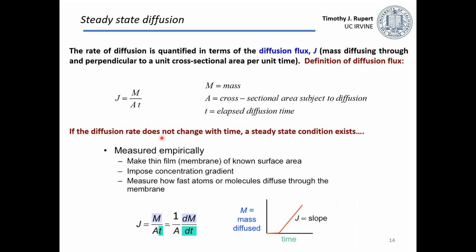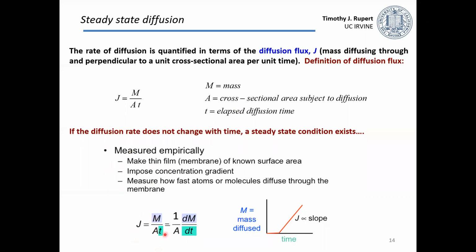Now, if the diffusion rate doesn't change, which is very common in solid materials especially, what we're going to find is that we can get a steady state condition. So you can think about measuring this empirically. Maybe you make a thin film. That's going to be our known surface area. You're going to impose a concentration gradient. Maybe you have more of atom A on the left than on the right. And you can measure how fast atoms or molecules diffuse through that membrane.